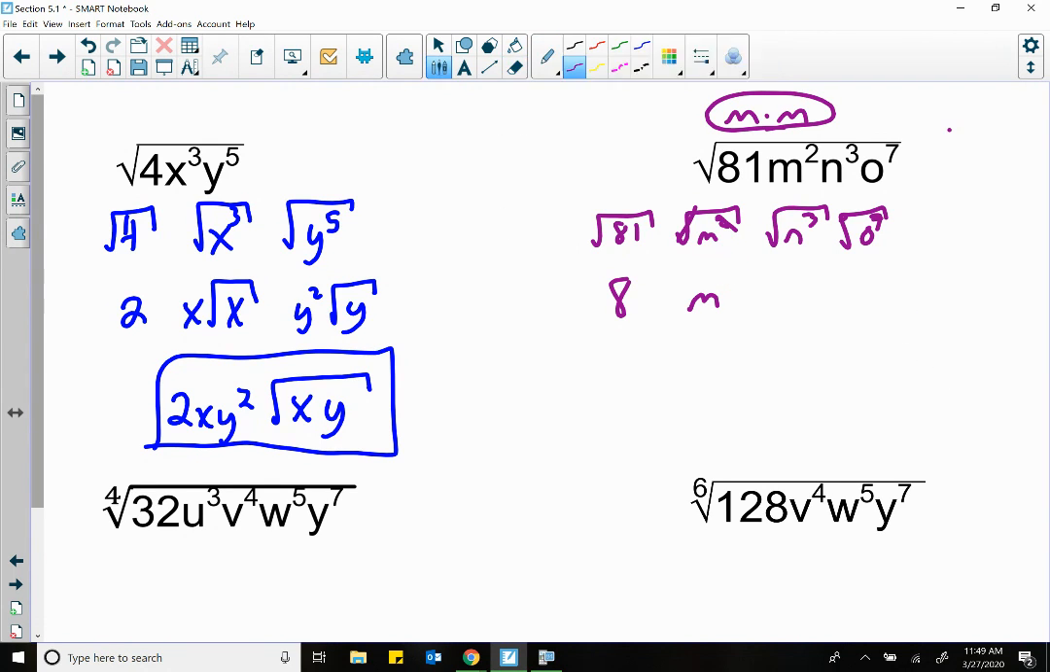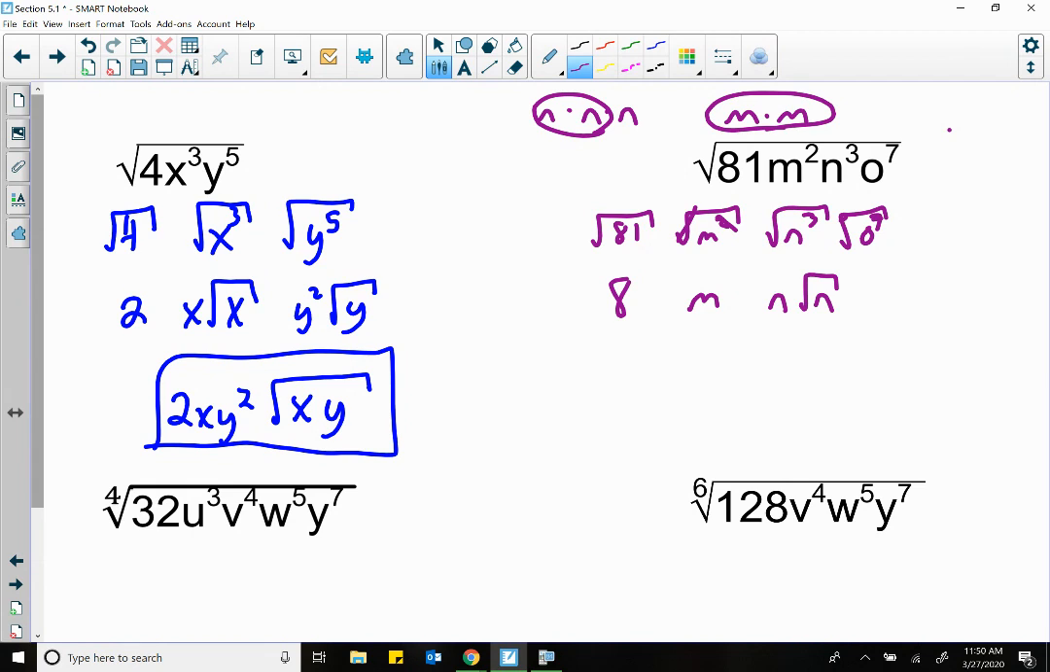Okay? Over here, well, we've got n times n times n. We're circling pairs because it's a square root. So one pair of n's escapes, and this other n that's right there gets back inside.